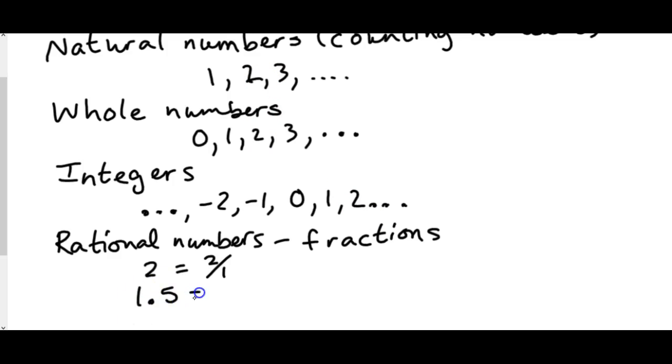1.5 could be written as 3 halves, so it can also be written as a fraction. So decimals that stop or terminate are also really fractions, so they are rational numbers. If we have a decimal that repeats, goes forever, that can also be written as a fraction. So decimals that repeat are included in rational numbers.